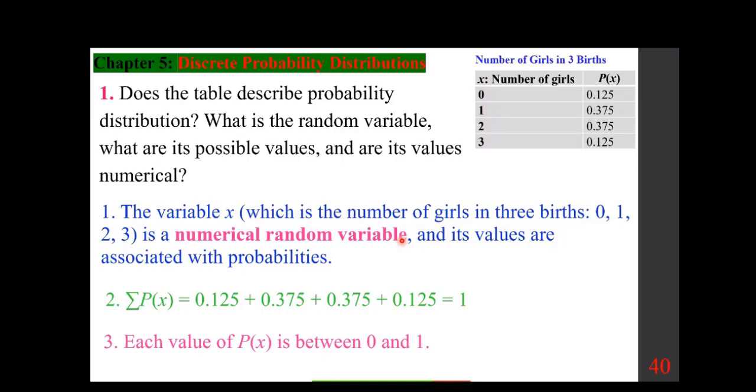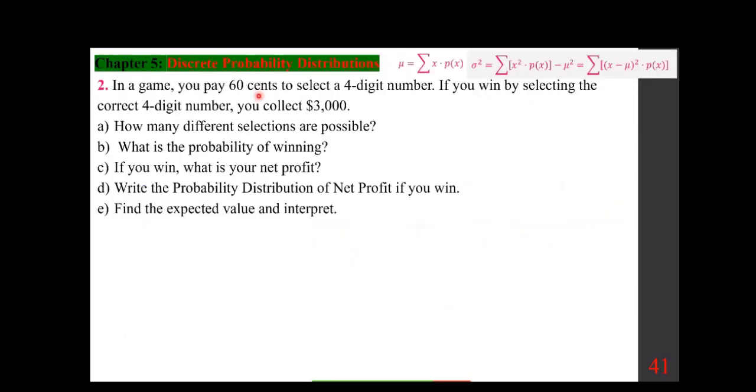So that explains that. In a game, you pay 60 cents to select a 4-digit number. If you win by selecting the 4-digit number, you collect $3,000. This is what I mean when I said, you play Lotto versus a blackjack and the concept of a payoff. So when you pay 60 cents, your 60 cents is gone. You bought it, gone. Whether you win or lose, it makes no difference. The 60 cents is gone. And that's the idea. If we win, we collect $3,000.